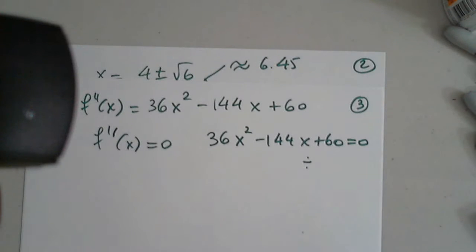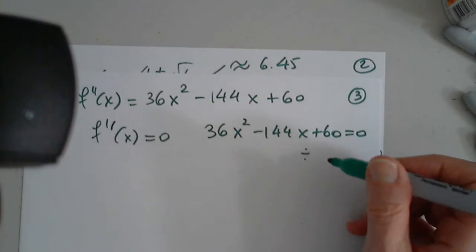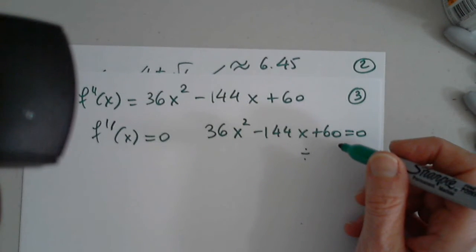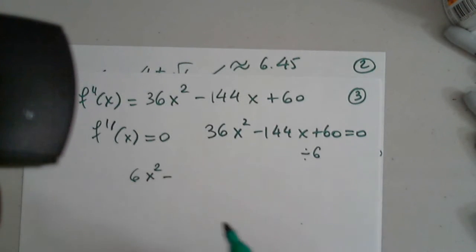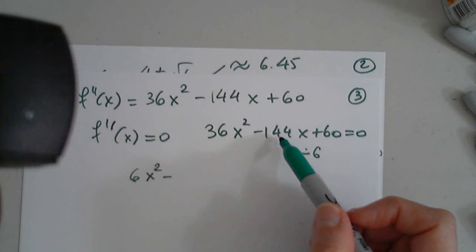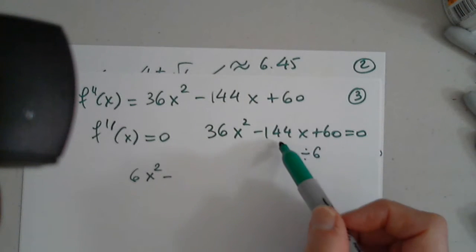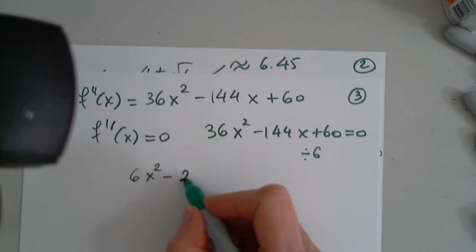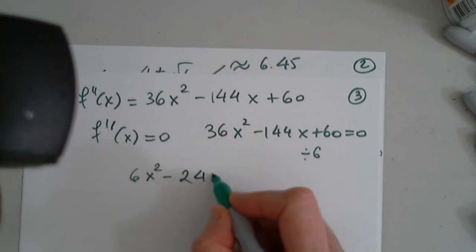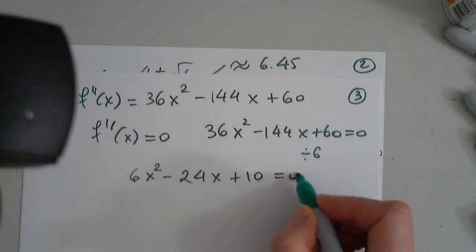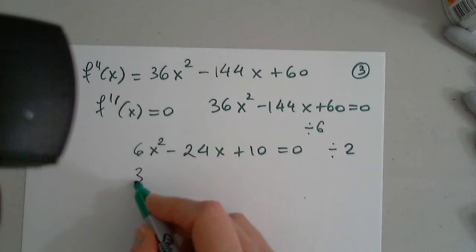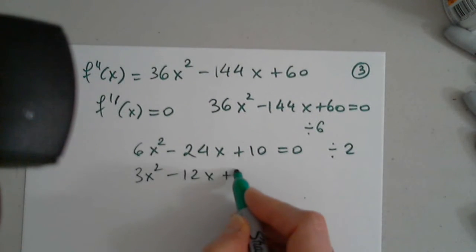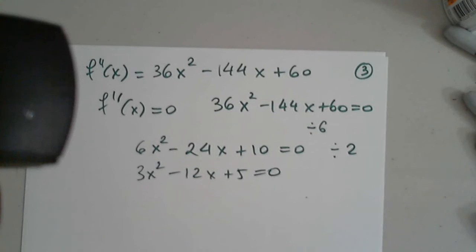Definitely first divide by a number. 6. Yes. So I have 6x squared. It may not work with 6, but yeah, it will work with 6. So I have 24x plus 10 equals 0. Yep. And again by 2. 3x squared minus 12x plus 5 equals 0.